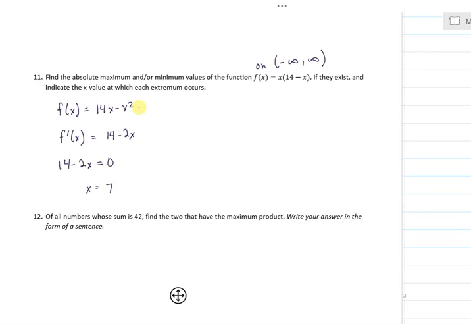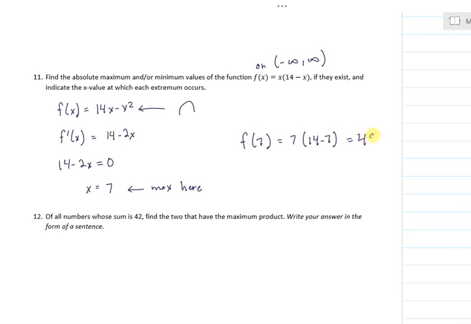But if we look at this, this is a parabola opening downward, so it's a max. And now I need to find out what the max is here. So f of 7 is 7 times 14 minus 7. That's 49. So I know I have an absolute max of 49 at x equals 7.